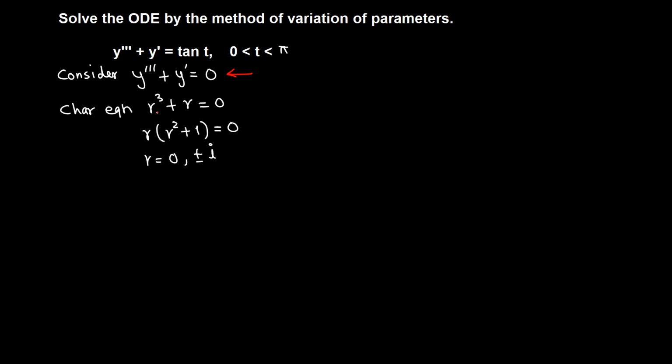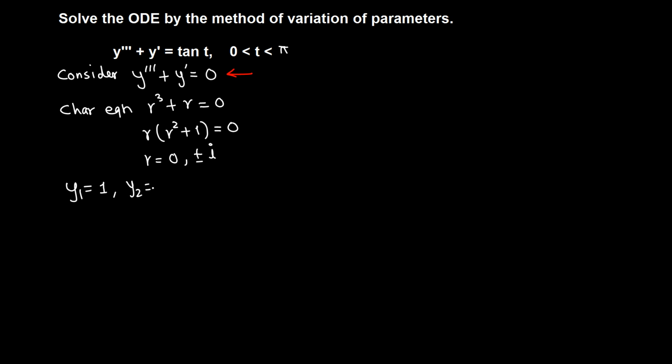r cubed means it's a cubic polynomial in r. We should have 3 r values. So r cubed plus r, factor r out, r squared plus 1 equals 0. So from this factor r equals 0, and r squared plus 1 equals 0 gives plus minus i. And now we have 3 zeros. Based on these 3 zeros, we have 3 solutions. So e raised to 0t, which is 1. So the first solution is 1.